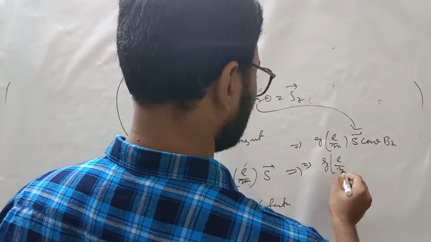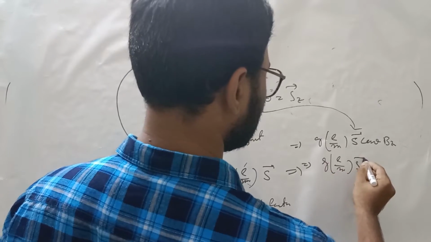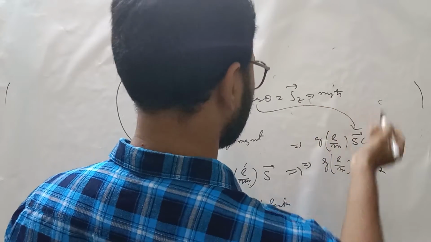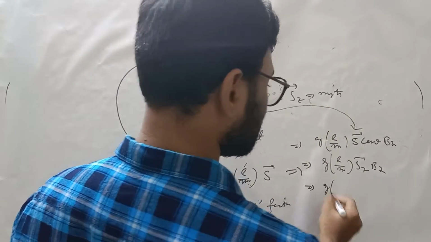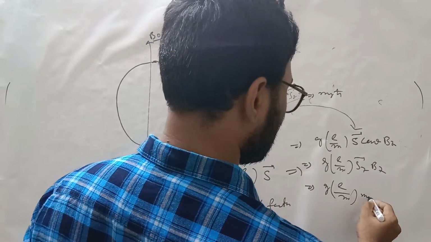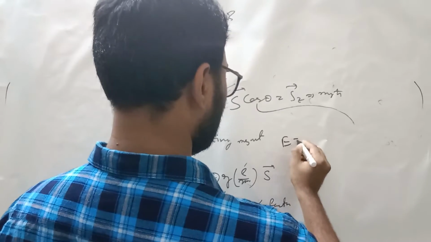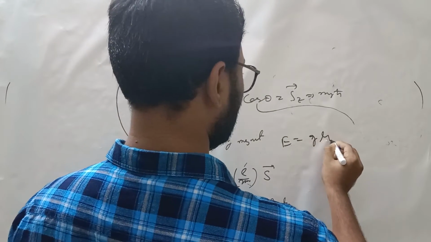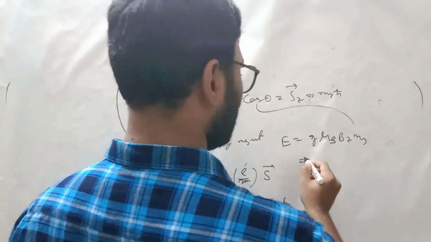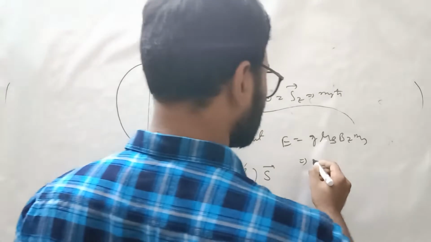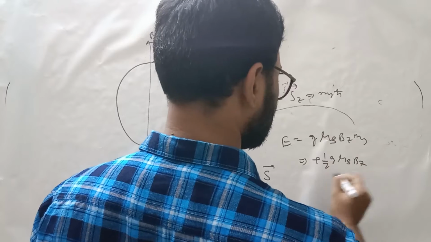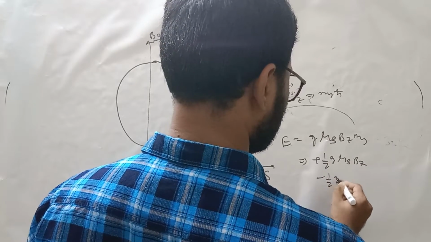g is by 2m Sz Bz, and we know Sz equal to ms h cut. It's as easy as that. Finally, E becomes g mu B Bz ms. Now E has two values: plus half g mu B Bz and minus half g mu B Bz.